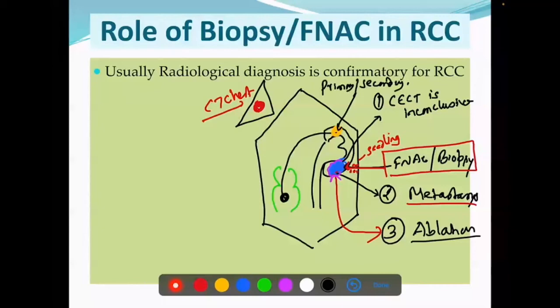See, biopsies are not done if it is clear cut. Radiologically, if I know this is a clear cut RCC, then we just go straight for surgery. Otherwise, if inconclusive or confusion, do biopsy. Already a metastasis case, do biopsy. If you're planning for some local therapies like ablation therapy, do biopsy. And if you're confused whether it's a primary or a secondary, then go for biopsy. So these are the indications of biopsy.